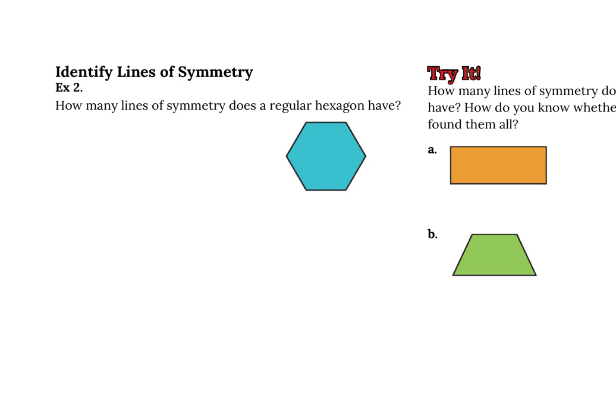Okay, example 2, how many lines of symmetry does a regular hexagon have? Okay, so we're gonna kind of sketch these out to identify them. So I've got 1, I have 2, 3, but I also could reflect it down the center like these. So 4, 5, 6. So I have 6 total lines on this one.